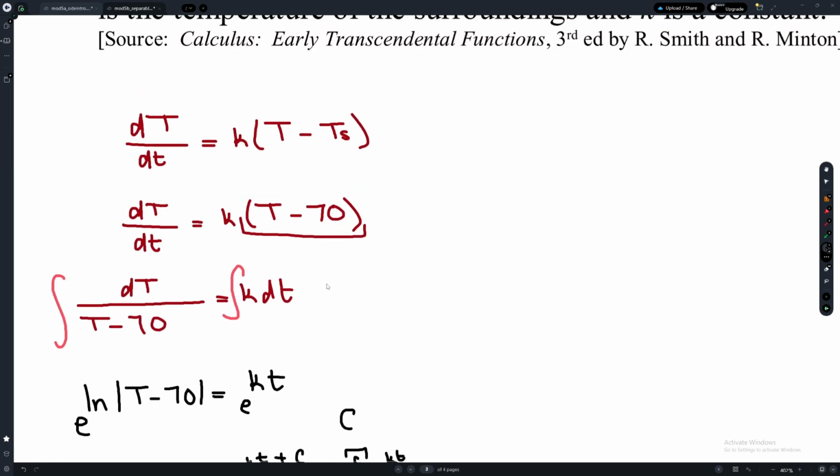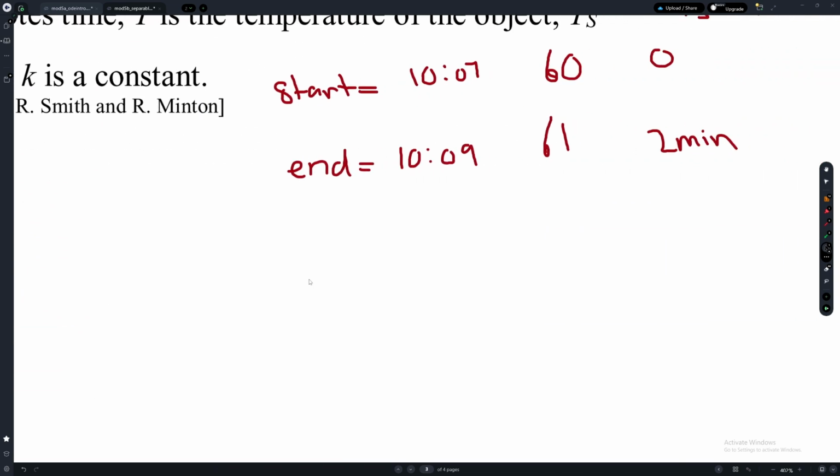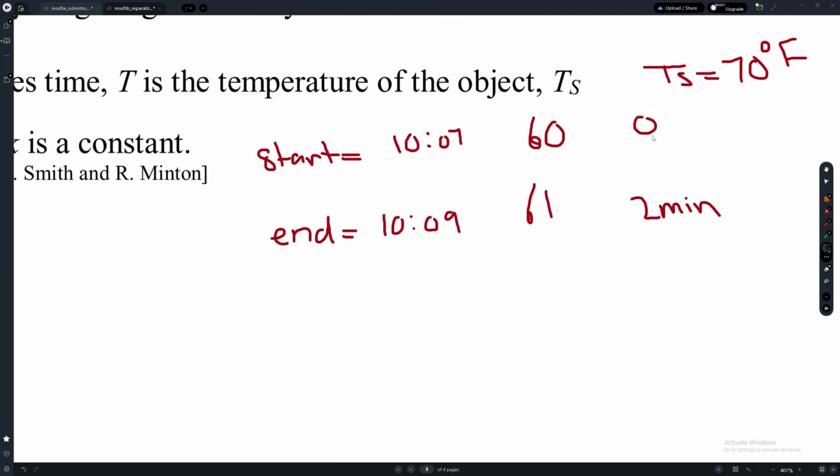And up here, we go to the right. Up here, we know at the start, when at t equals 0, our temperature of the martini is 60. And we know at t equals 2 minutes, our temperature of the martini is 61. So we can actually plug these into the equation and find our two unknowns.